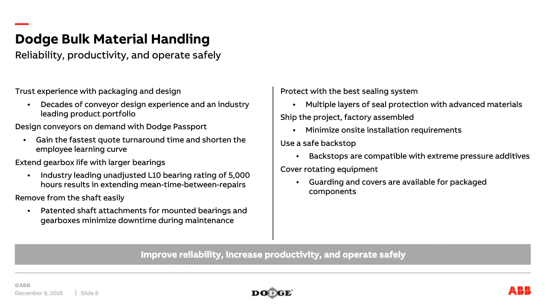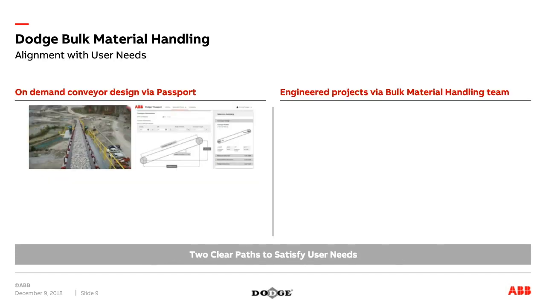Moving to the different design paths, the options that you have as a user. On the left-hand side, you see this column represented as on-demand conveyor design via Passport. These are situations we're talking about, aggregate quarries, wood yards, sand and gravel applications. So lower horsepower, usually up to 150 to 200 horsepower applications, under 800 PIW.